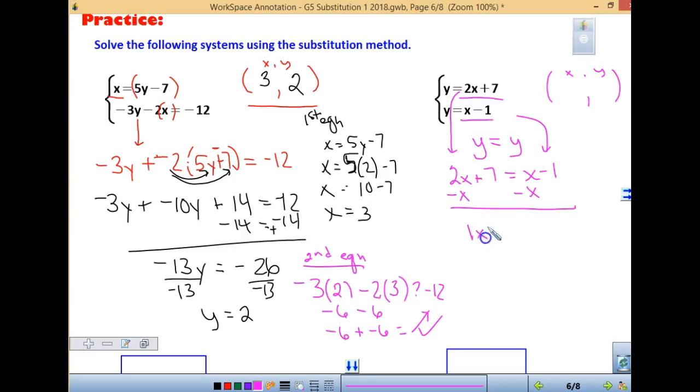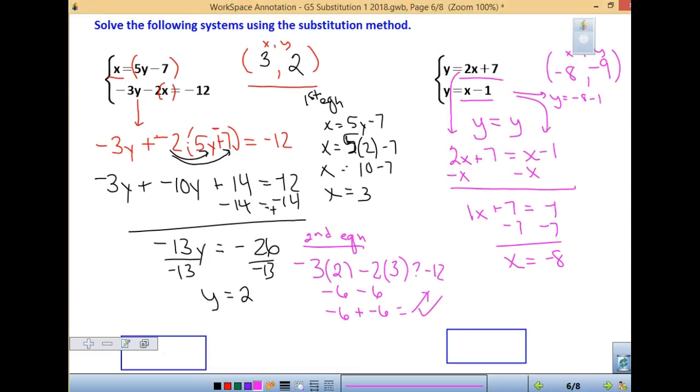We now have 1x plus 7 equals negative 1. We're going to subtract 7 from both sides. And x equals negative 8. First part of our solution. Does it matter which equation we go to? I think the second one is easier because I don't have to do any multiplying. And so if I go into this equation, I'm going to have y equals negative 8 minus 1, which is negative 9. Does that work if I check? Negative 2 times negative 8 is negative 16. Negative 16 plus 7 does equal negative 9. So I might not always write down the check, but I should be able to check that solution.